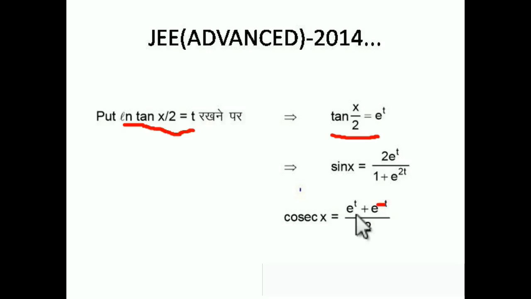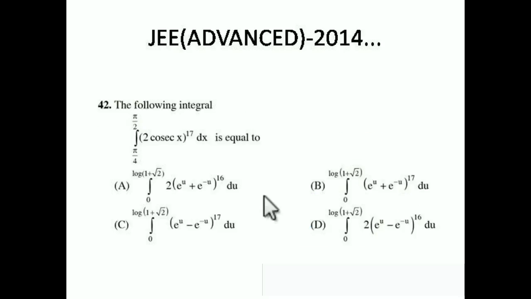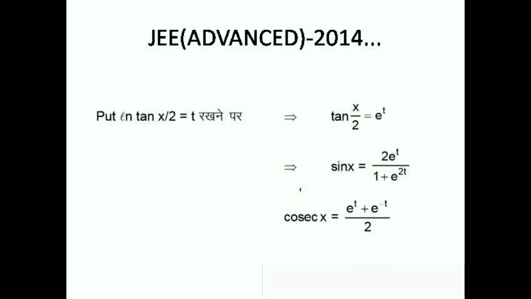e raised to t plus e raised to minus t by 2. So by this particular derivation we have taken an assumption, and if you don't want to remember this, options are there: e raised to plus u or e raised to minus u. So you can do a trial and error method: let's just take an assumption of cosec x equal to, first of all, e raised to u plus e raised to minus u. Then if we don't get the answer, go for e raised to u minus e raised to minus u. Okay, but this is just one example of how we are going to solve that.